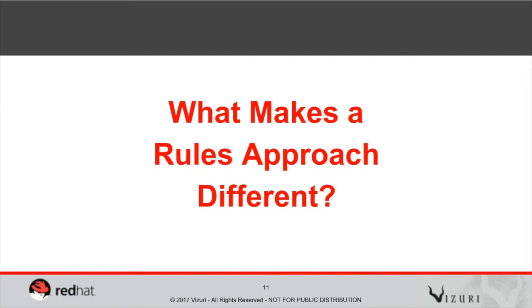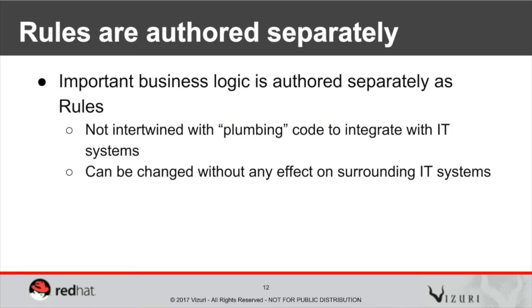The number one difference is rules are authored separately. Rules are not intertwined into the current plumbing of your existing IT infrastructure, IT systems. It is kept separately in a separate repository, and it's authored separately, not within your Java code or C# code or C++ code. And it will not be affected by any surrounding IT systems, or any IT systems will be affected by it.